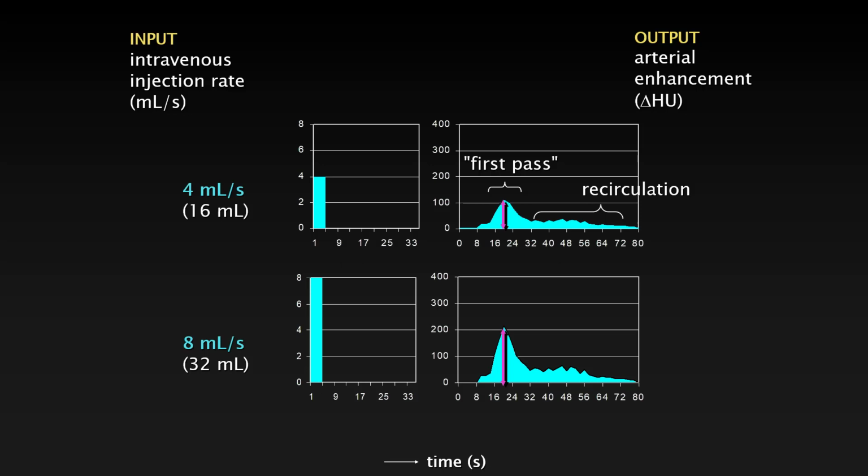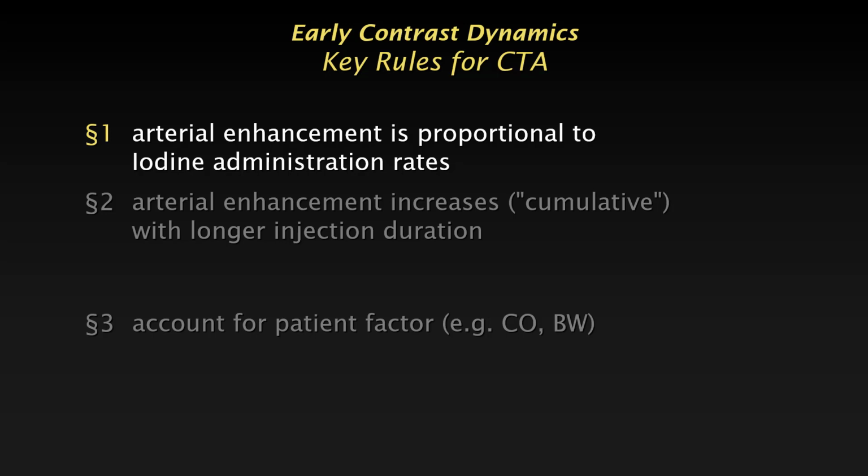So if you inject twice as much or twice as fast, your peak will be twice as high, and your initial incline of the enhancement curve will also be twice as fast. This is very intuitive, and this is already the first rule for contrast enhancement. It just means that arterial enhancement is directly proportionate to the iodine administration rate. So injecting 25% faster will give you 25% more enhancement. Using contrast that is half the concentration will give you half the enhancement, because the iodine delivery is accordingly lower.